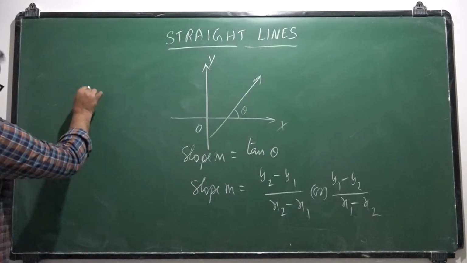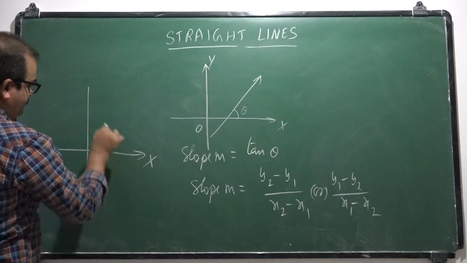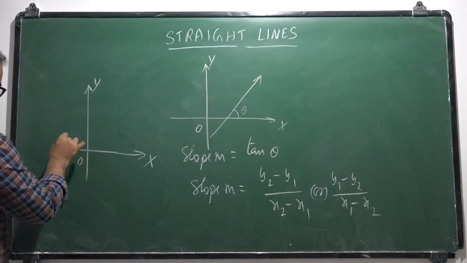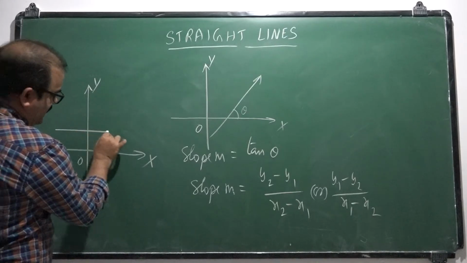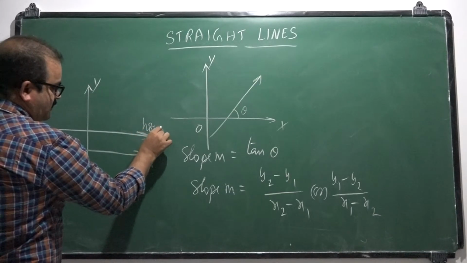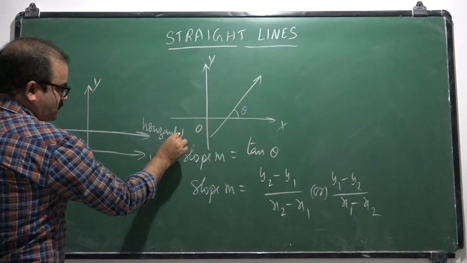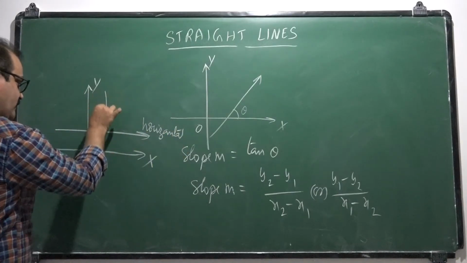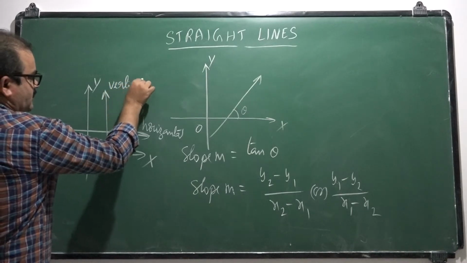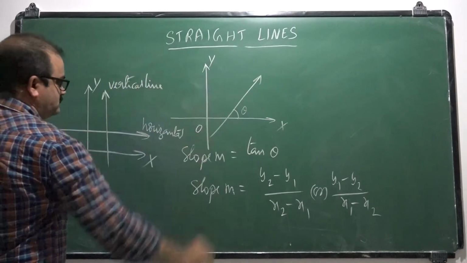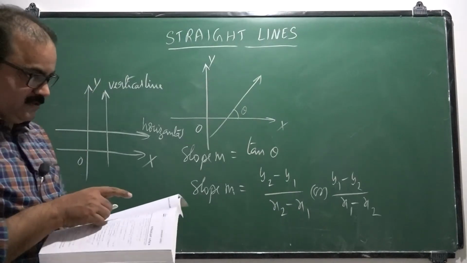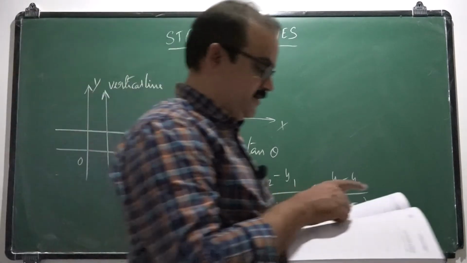See here, a line parallel to x-axis is called horizontal line, and a line parallel to y-axis is called vertical line. This is called vertical line. Now we discuss different forms of a straight line.